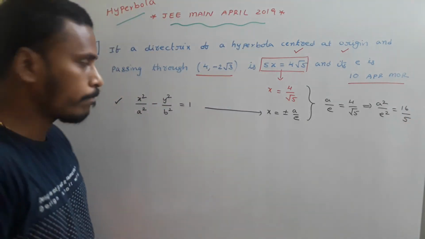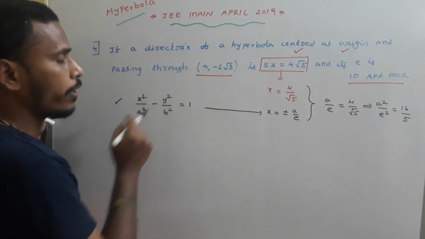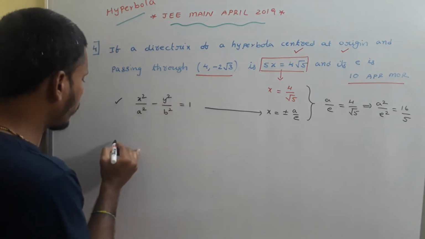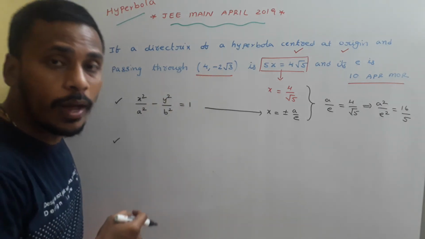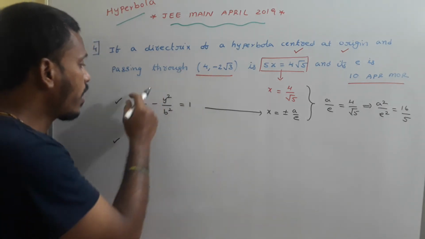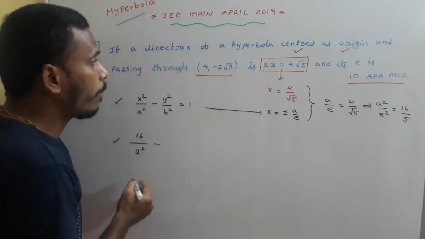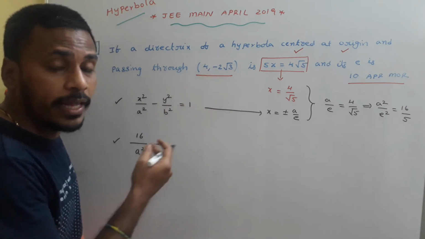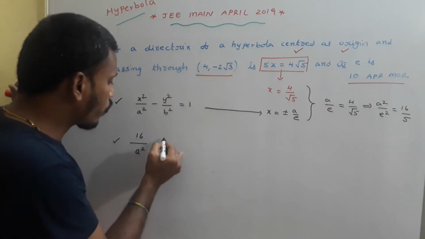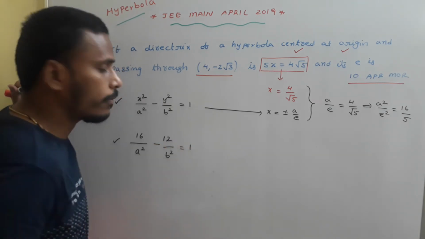So keep that aside. The next thing is, since it passes through the point, you just substitute x as 4 and y as minus 2 root 3 in this. x square is 16 divided by a square, minus y square, that is minus 2 root 3 whole square. 2 square is 4, 4 3s is 12, so 12 divided by b square is equal to 1.